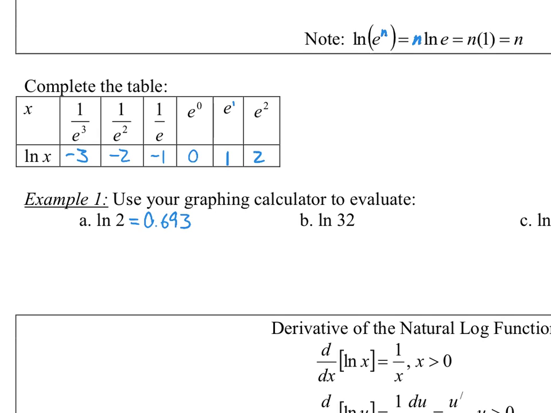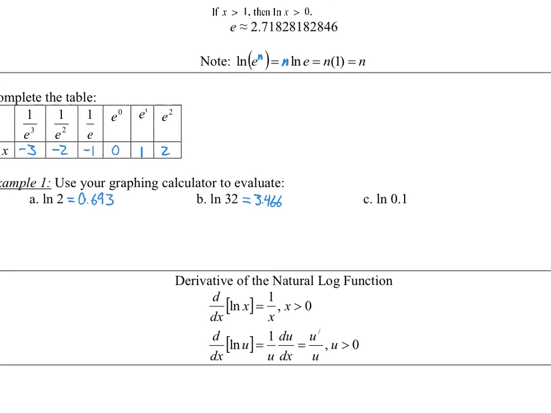Okay, 2.7 is getting close to 3, and 3 cubed is 27, 3 to the 4th is 81. So if I'm doing ln of 32, I'm probably going to have an answer between 3 and 4, or at least around there. If I do ln of 32 on the calculator, I do get 3.466 if I round to 3 decimal places. 3.466. Okay, so pretty simple.